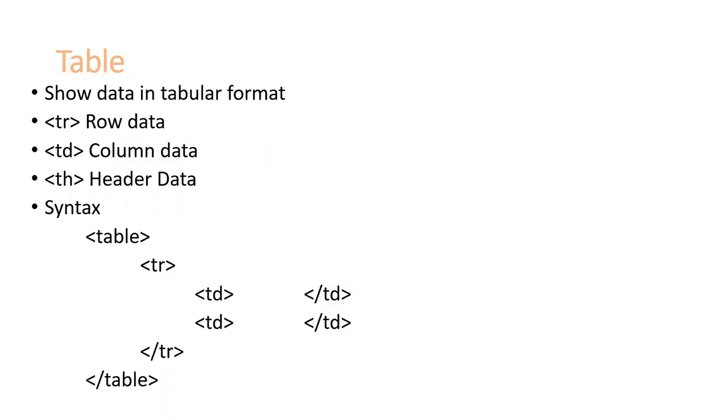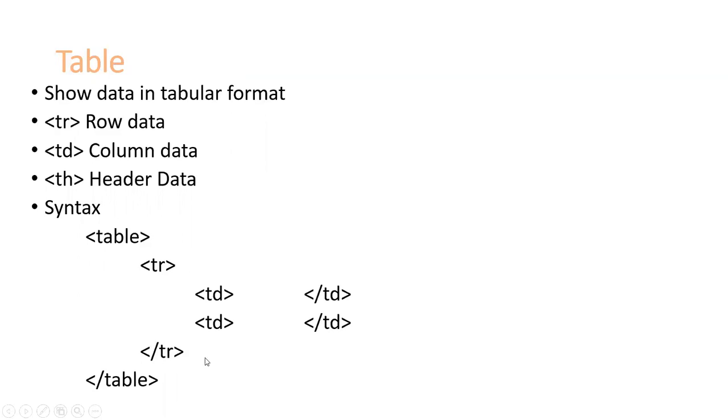Its syntax is: to start our table, we use the table tag. To create a row, we use the TR tag, and with the column enclosed, that is TD. Then we close the TR, and finally we close the table. So this is a table of 1 by 2: 2 columns and only 1 row. First row then column, so it's a table with 1 by 2 structure.